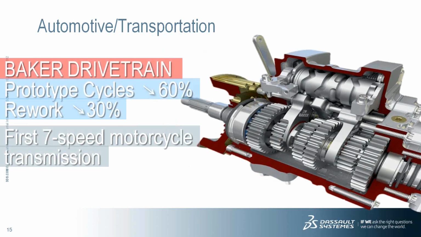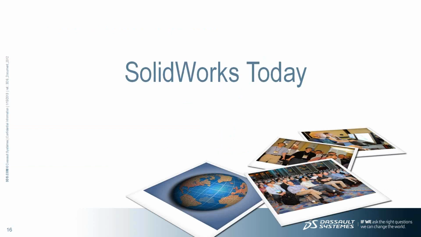Okay. Just an example of automotive, I like these guys. I actually ride motorcycles, I ride Harleys. Baker Drivetrain makes aftermarket transmissions for Harleys, and this is their 7-speed transmission. I think they came out with one of the first 6-speed transmissions also. They use our products. They've seen dramatic changes in prototyping cycles and in rework. They've driven down their costs there.